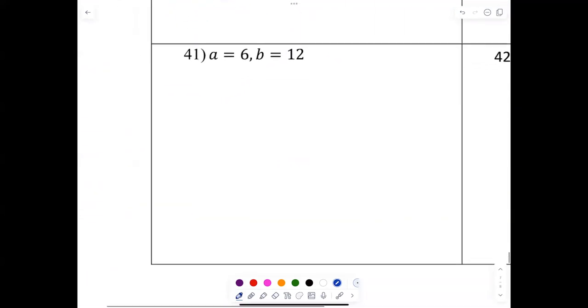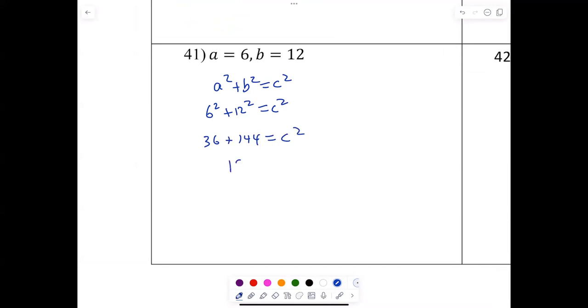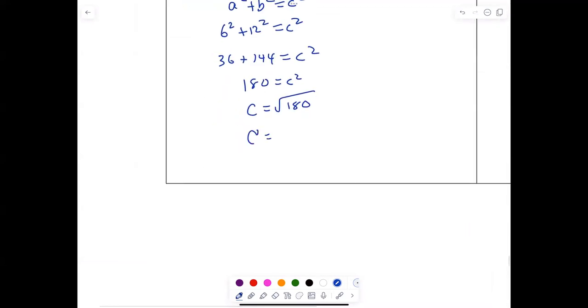All right, here we go. 41. A squared plus b squared equals c squared. 6 squared plus 12 squared equals c squared. 36 plus 144 equals c squared. 180 equals c squared. C equals the square root of 180. Does anyone remember what 180 broke down to? That's right, 36 and 5. Very good. What's the square root of 36? So 6 radical 5.